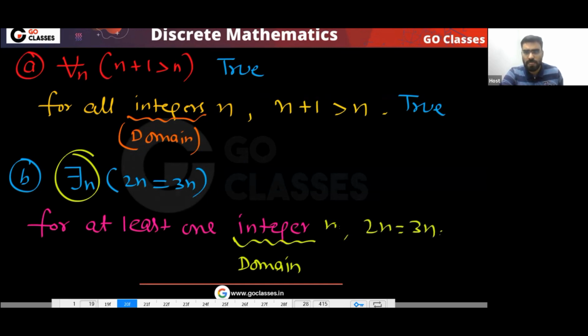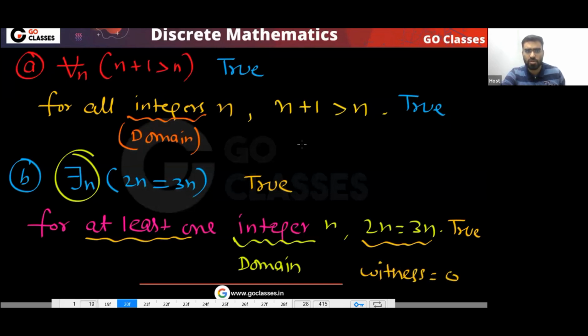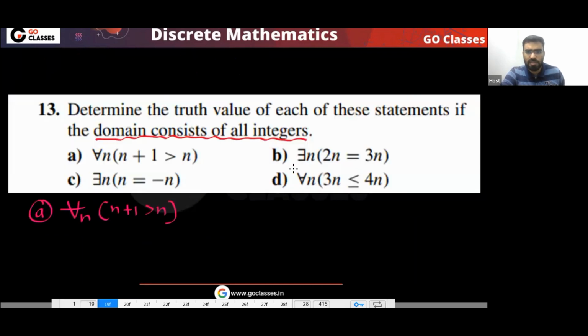Is this correct? Yes, this is true. Why? Because there is at least one n such that 2n is equal to 3n. And who is the witness? The witness is 0. So 0 is the witness. Now tell me the next one.